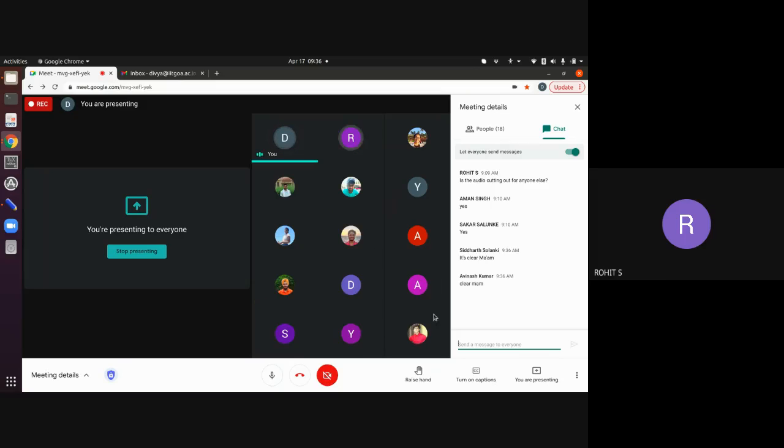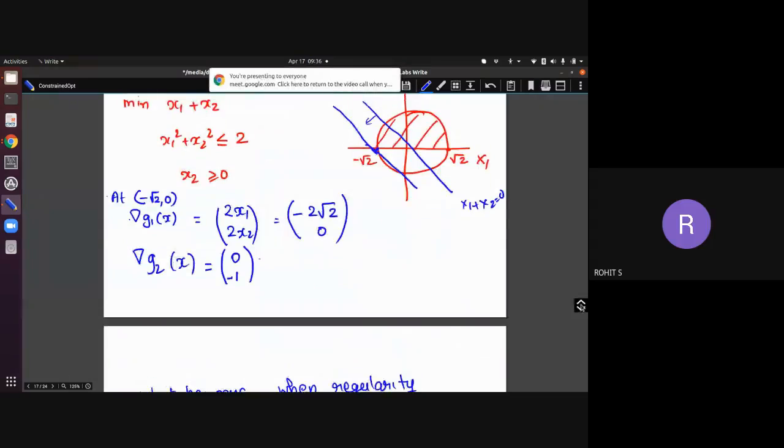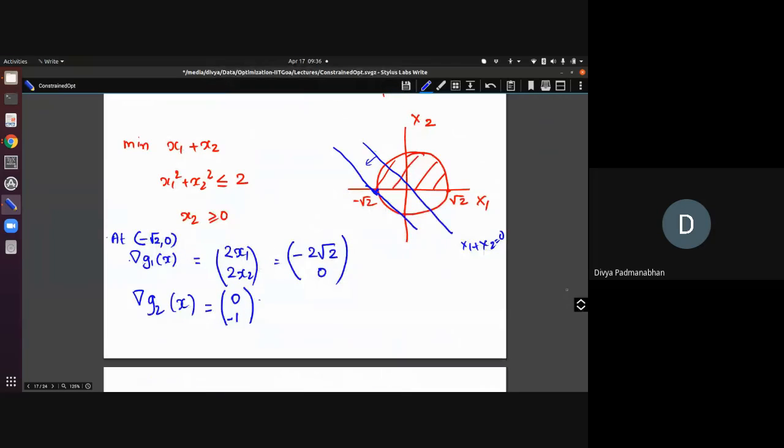So based on this, can we conclude that -√2, 0 is a local optimum? Yeah, in this case, yes, -√2, 0 is a local optimum. One thing is, this is a convex optimization problem. Then it also becomes a sufficient condition. The moment you find a KKT point, you can say that that is an optimum. But in general, you cannot conclude. You can just verify if it could be an optimum or not.